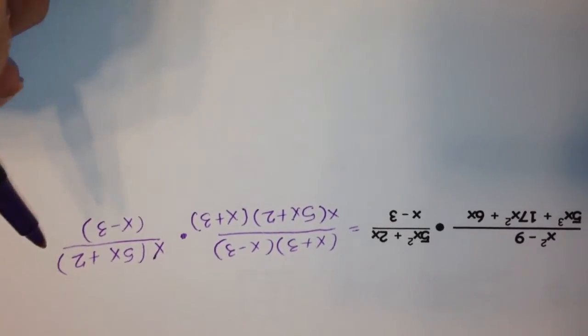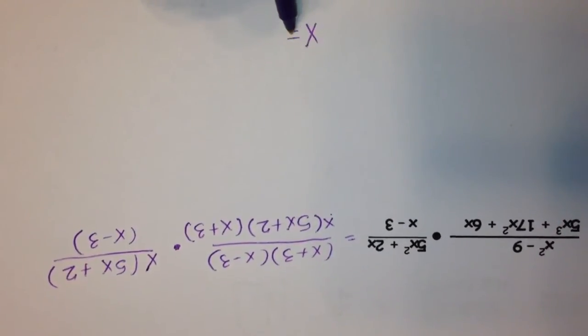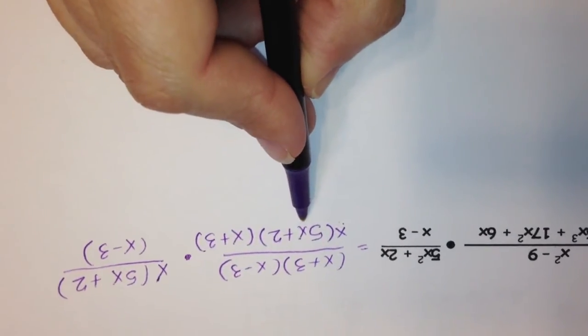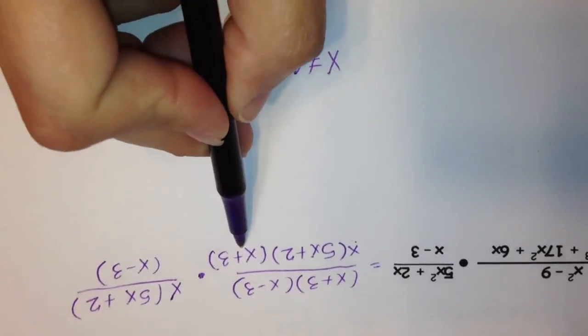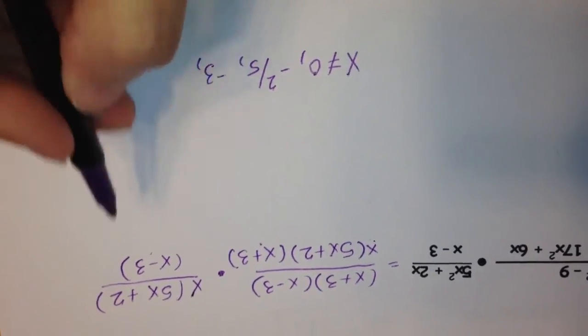All right, let's look to see what we can cancel. Before we do that, let's go ahead and restrict our domain. I know x cannot be 0. When I set that equal to 0, I get negative 2/5. Right here, x cannot be negative 3. And right here, x cannot be 3.